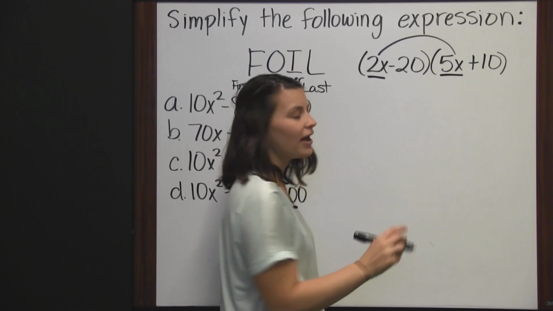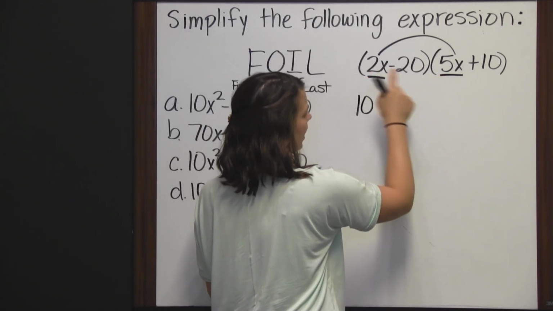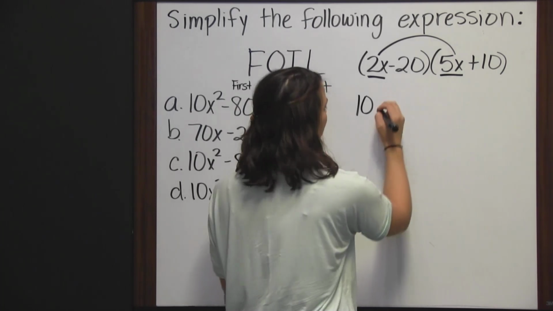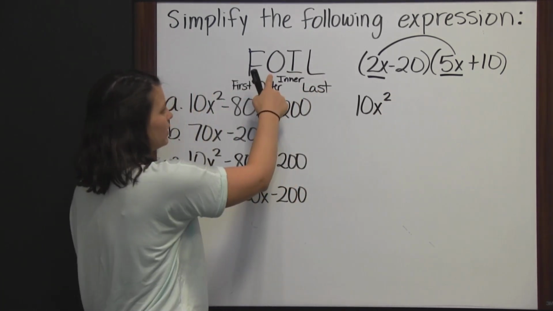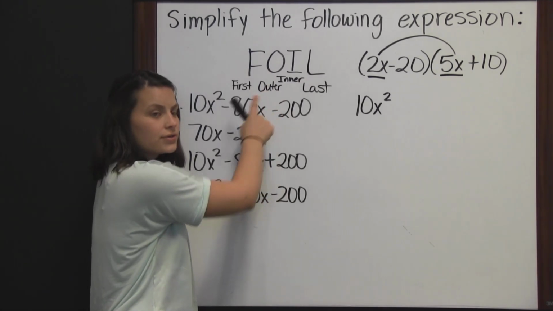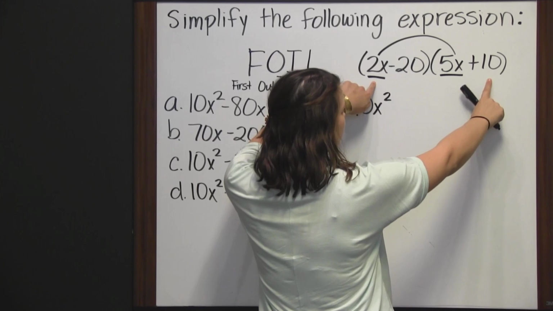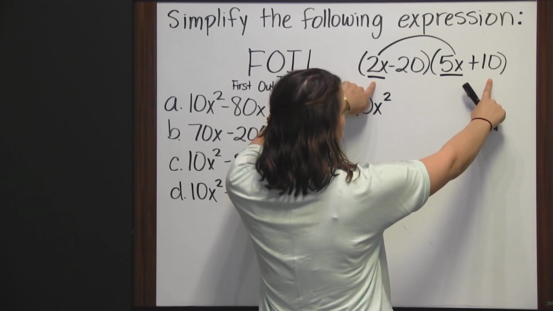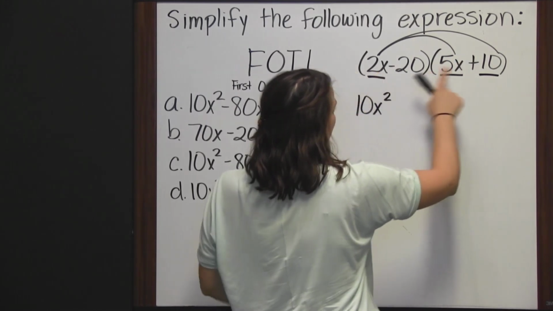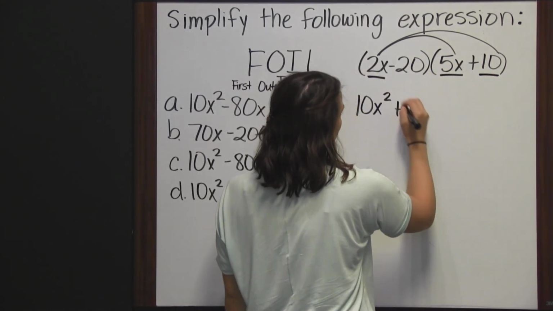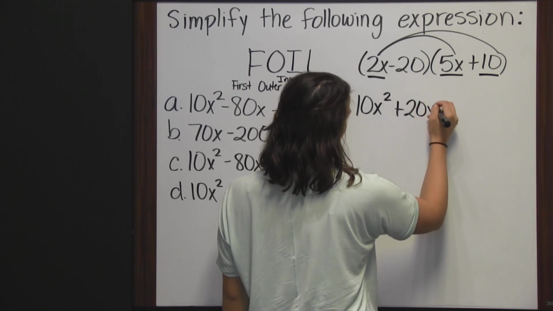2x times 5x. 2 times 5 is 10, and x times x is x squared. So it's 10x squared. The O again stands for outer. So that means to multiply the two outside terms. So 2x and 10 are the two terms on the outside, the outer terms. So 2x times 10, 2 times 10 is 20, so 20x.